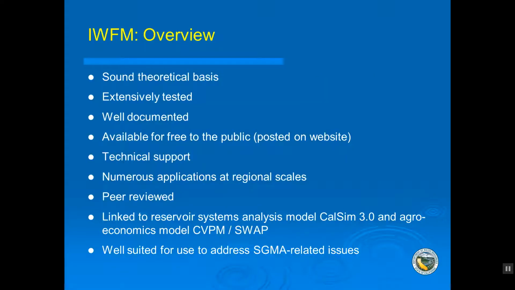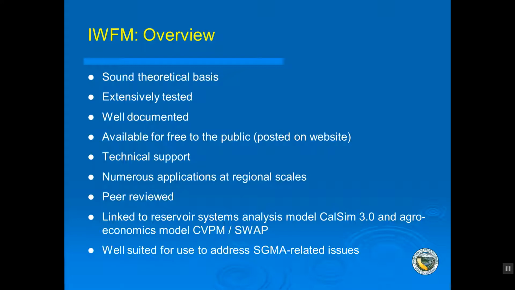It's extensively tested. We hardly ever get any bugs these days. It's, we think, well documented. It's available for free to the public. The source code and everything is posted on our website. We try to provide technical support as best as we can. Both Charlie, my colleague, who is mainly dealing with C2VSim development, and myself, we try to basically help people out as much as we can.